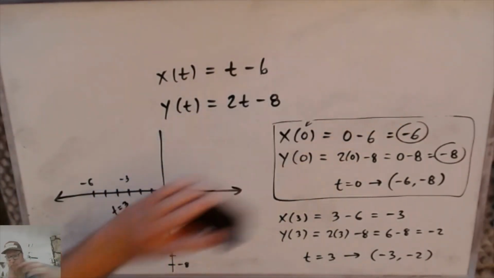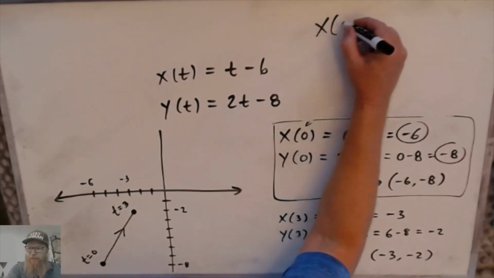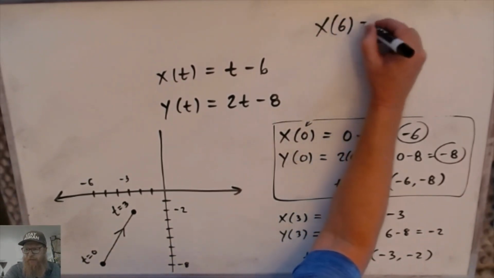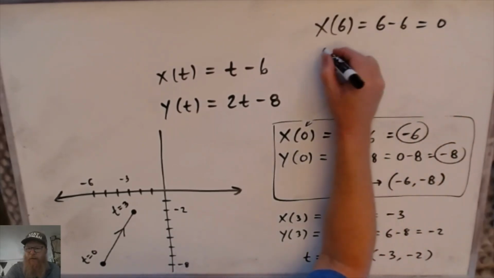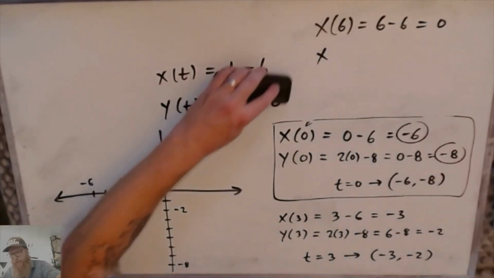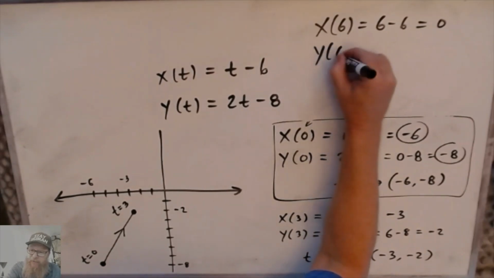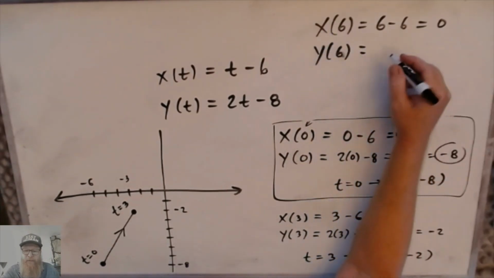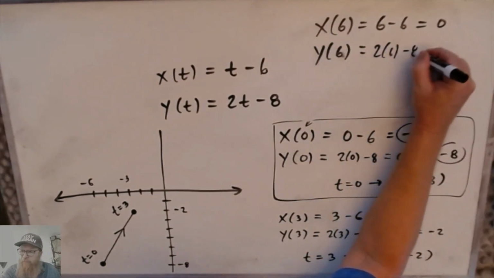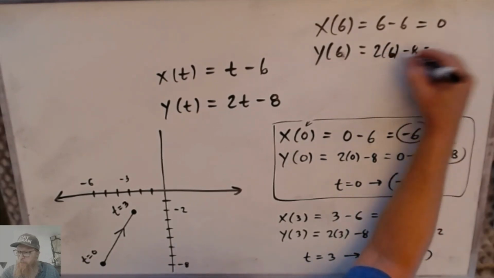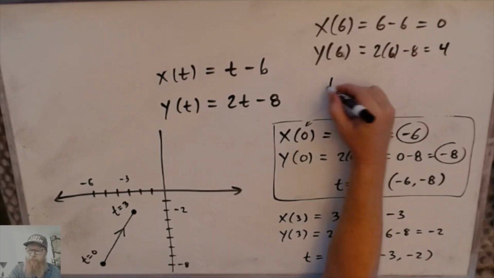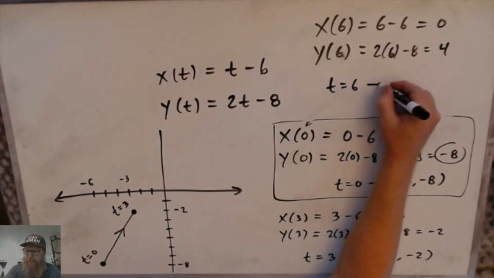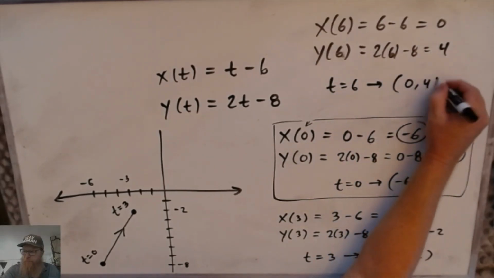Let's plot a couple more points. Let's do x of, I don't know, 6. So that'll be 0. And y of 6. Both x and y depend on t. So that'll be 12 minus 8, which is 4. So when t is equal to 6, x and y are 0 and 4.